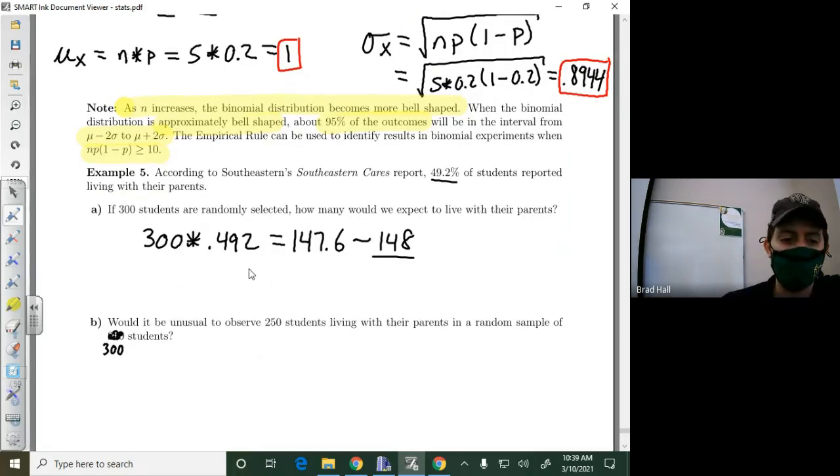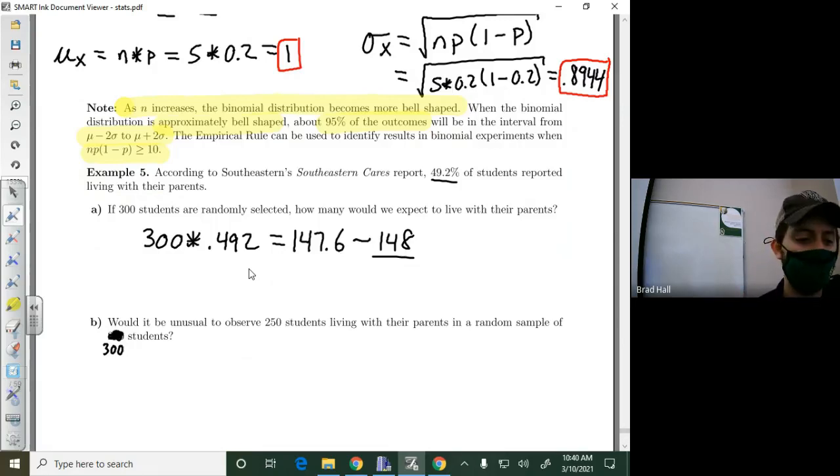Now part B talks about data being unusual, which sounds like an outlier, but we're not really dealing with outliers in this case. We don't have enough information to determine fences. That means we need to have raw data or the 5-number summary. And if you haven't made the correction already, it's a random sample of 300 students, not 200 students. So would it be unusual to observe 250 students living with their parents?